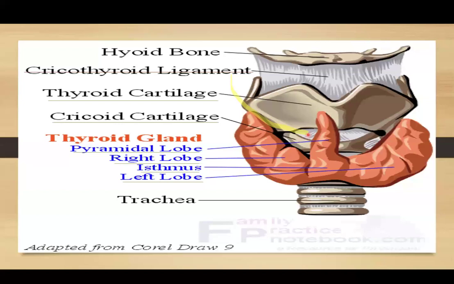And then, as you can see, the isthmus is at the level of the second and third cartilage. So this is the fourth, fifth, and sixth, and above this we have the third and second. So that's where it is.